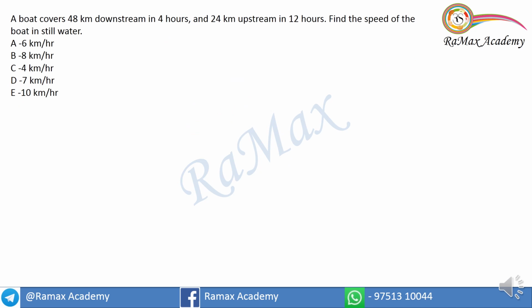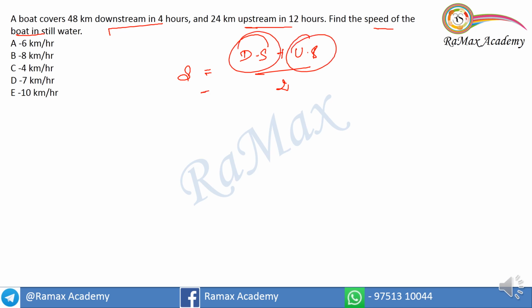Boats and streams problem. This is simple. Downstream is given, upstream is given. They are asking the speed of the boat in still water, which is, we know that yes, still water is equal to downstream plus upstream by 2. Note that everything should be in speed to calculate this, but here they given as distance and time.